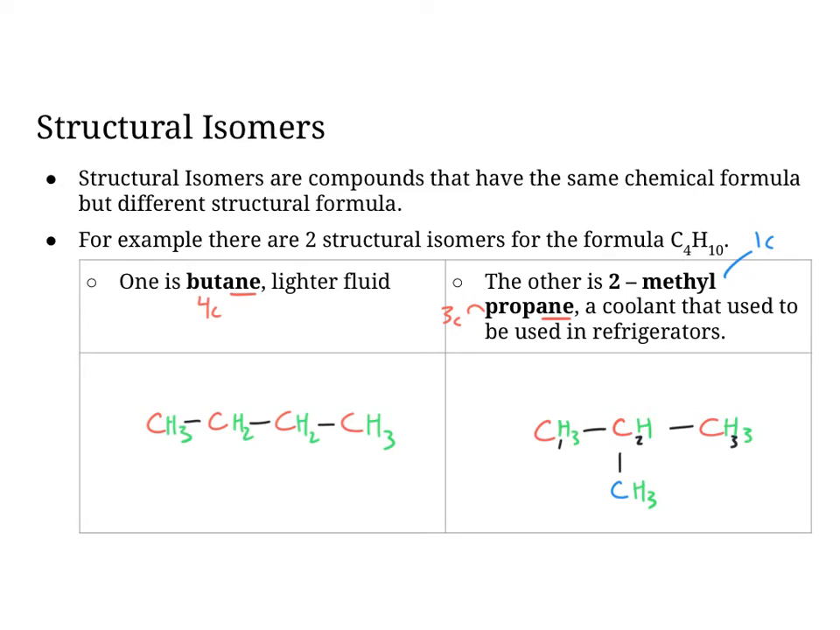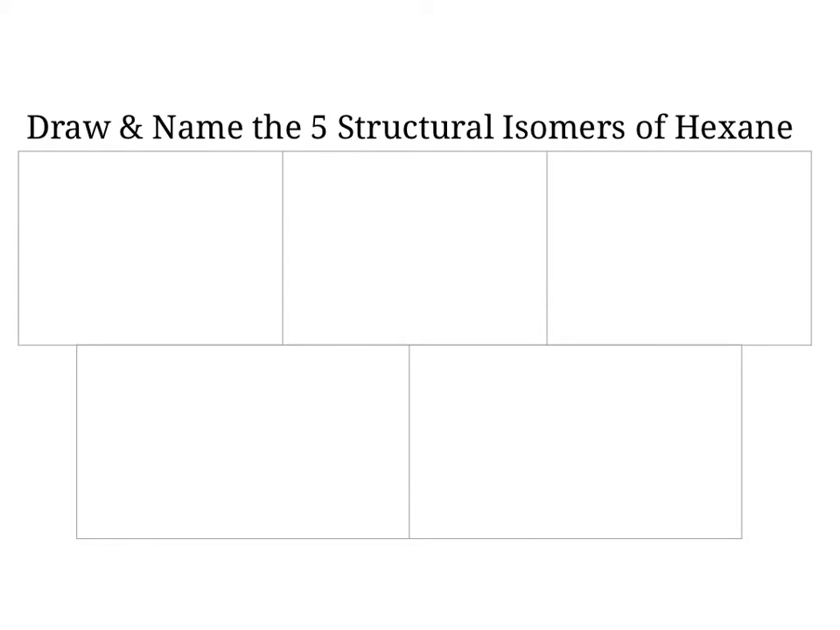Butane, as you may be aware, is lighter fluid. Like when you light a candle with it, it creates a flame. 2-methylpropane is a coolant, which is actually the opposite of what butane does. So even though they have the same number of carbons and the same number of hydrogens, they both do very different things. So we're going to do one example, and then you're going to have the rest of the time to do homework, or the rest of the assignment is homework on this, and we're going to name and draw the 5 structural isomers of hexane.